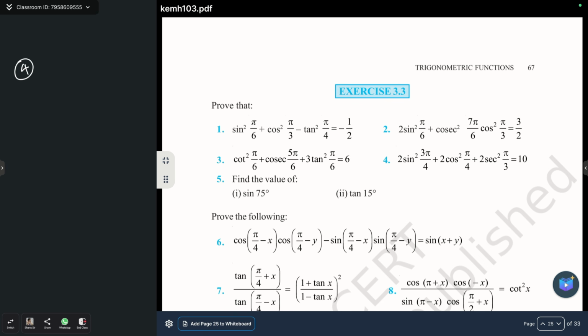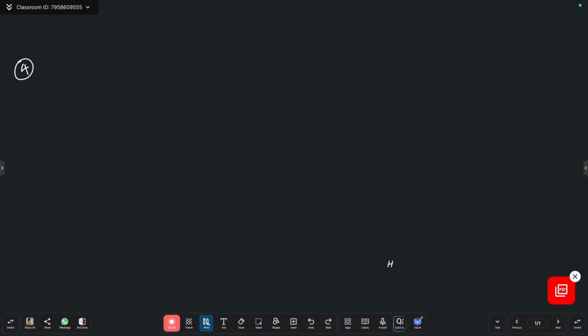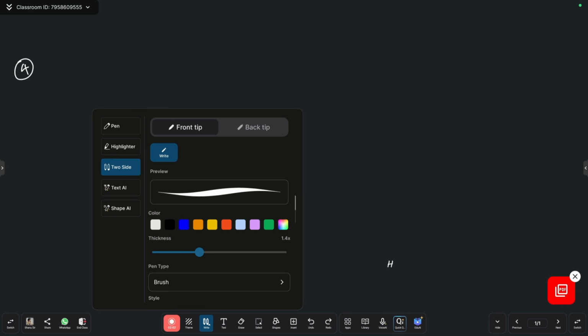You should observe the left hand side. Do you know this value, 3 pi by 4, directly? You do not know, but you can find out. Pi by 4 directly you know. Sec pi by 3 you know already. It means before taking LHS, let's find out the value of sine 3 pi by 4.